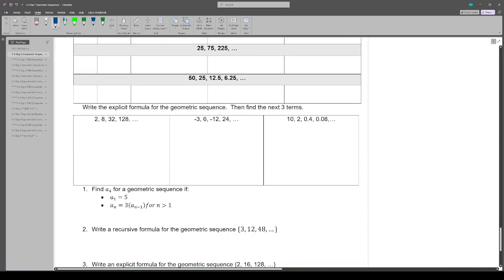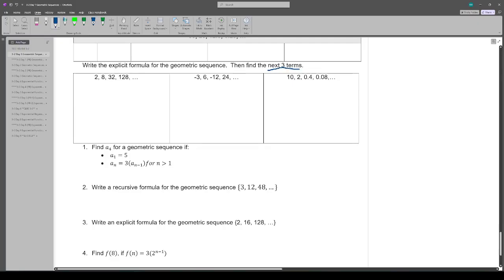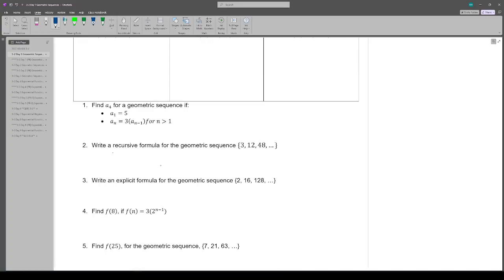Write explicit formulas, we know how to do those. Find the next 3 terms, so you can do that recursively or using Desmos, either way. This one says find A4, you know how to do that. Write a recursive formula. Since we've only done one of those, I'm going to do this one as an extra. So A1 is equal to 3, and then A sub n equals the common ratio, which is 4, times A sub n minus 1. Explicit formula you can do, find f of 8.